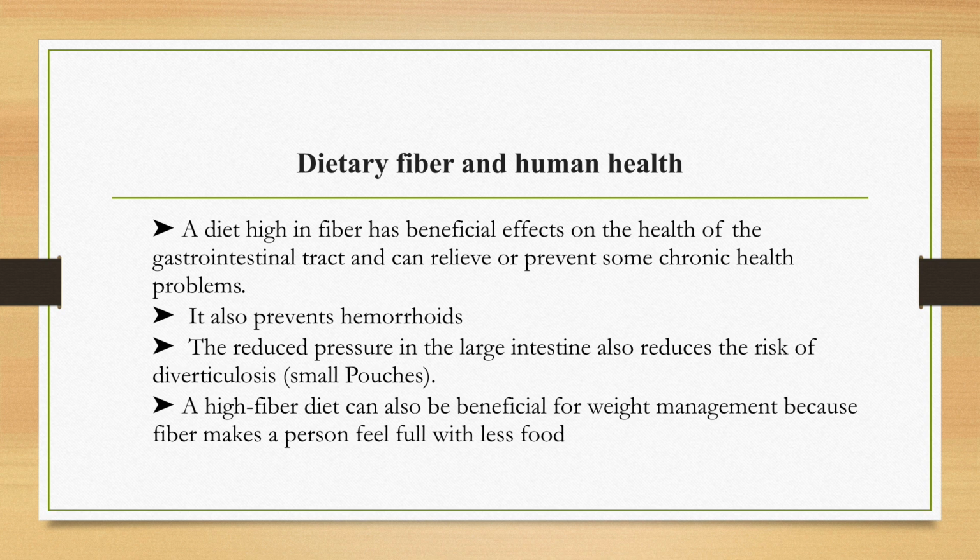Hemorrhoid is a condition in which there are swollen veins in the lower rectum or around the anus. They are often caused by constipation and straining during bowel movement. A low fiber diet can increase the risk. Eating a high fiber diet helps in smooth bowel movement and prevents this condition.